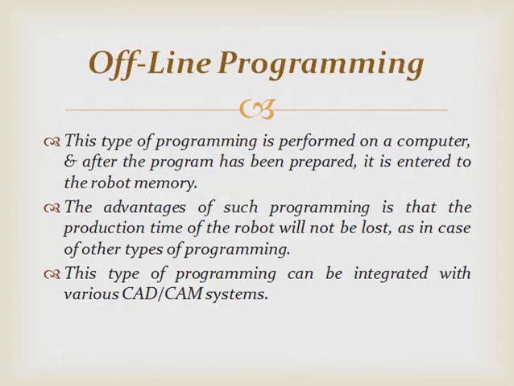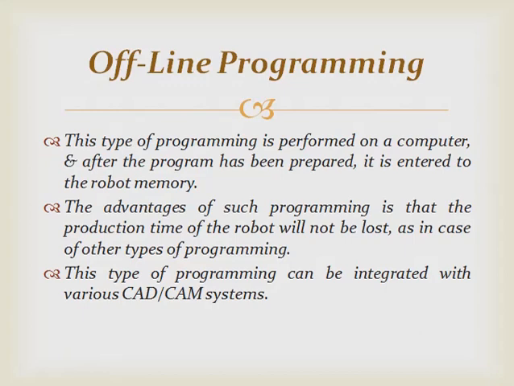The final programming method is considered the offline programming method. As the name indicates, this type of programming is performed on a computer, and after the program has been prepared, it is entered into the robot memory. It is directly entered into the robot memory. The advantage of such programming is that the production time of the robot will not be lost, as in the case of the other types of programming. So you need to make out the differences.